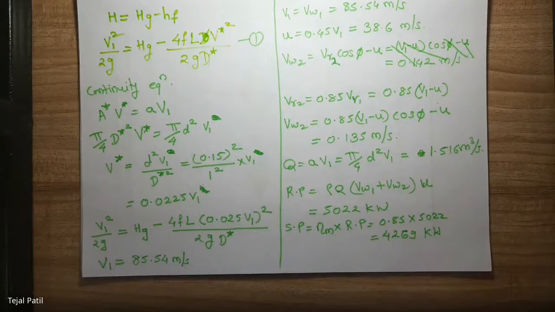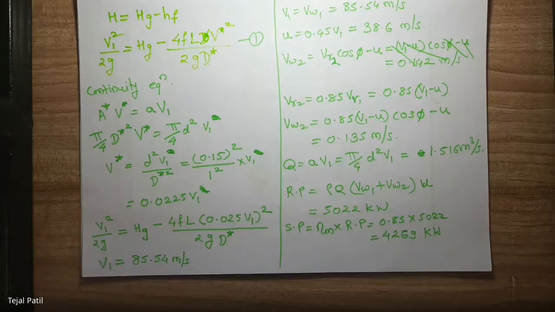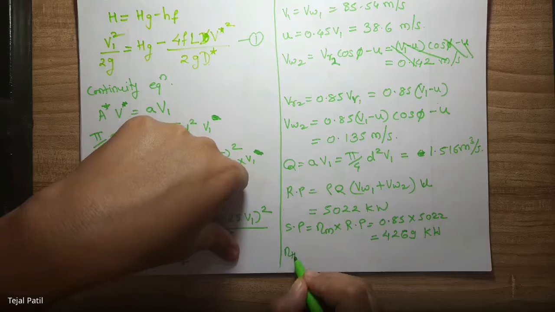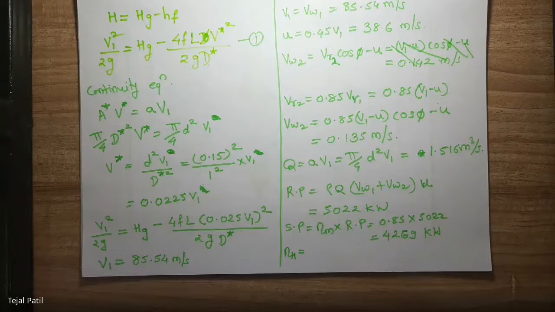Don't worry, plus or minus 5-10% is okay. 4268 is also correct. So this is how you will get the shaft power. Next target is to find the hydraulic efficiency. Now how to find the hydraulic efficiency? What is hydraulic efficiency? RP upon WP. Yes, RP upon kinetic energy. So RP upon kinetic energy.